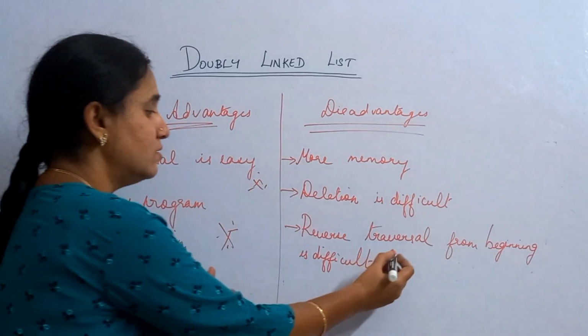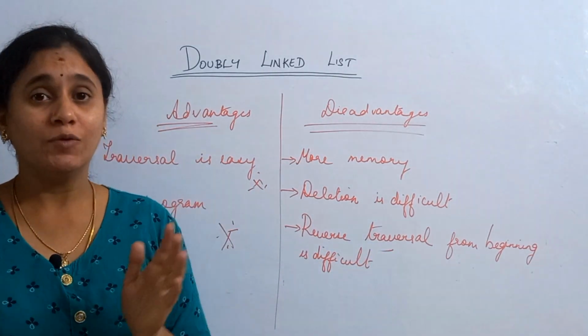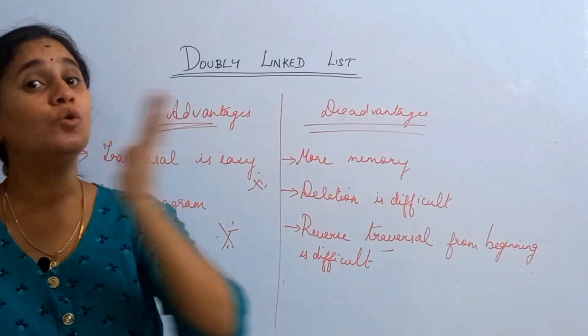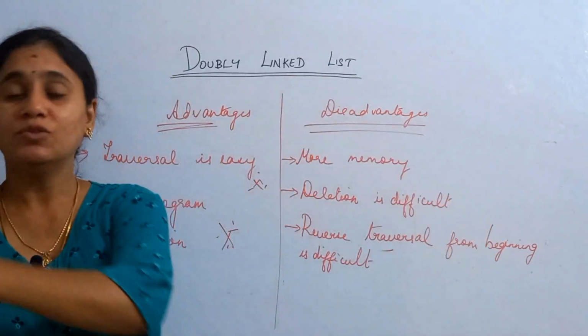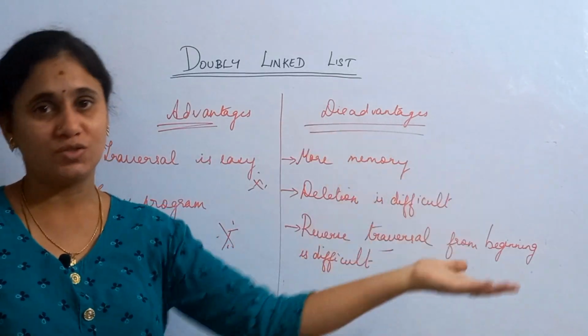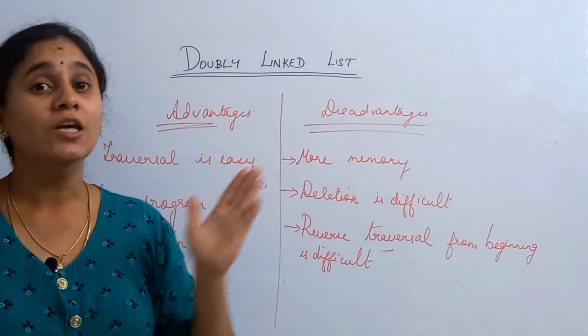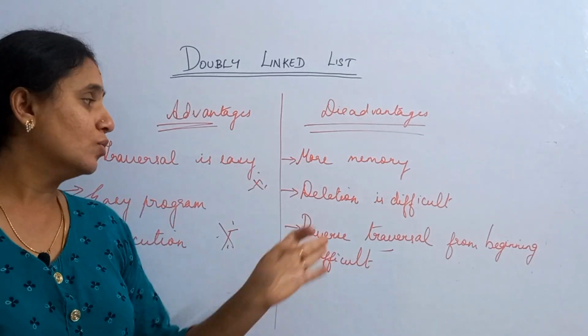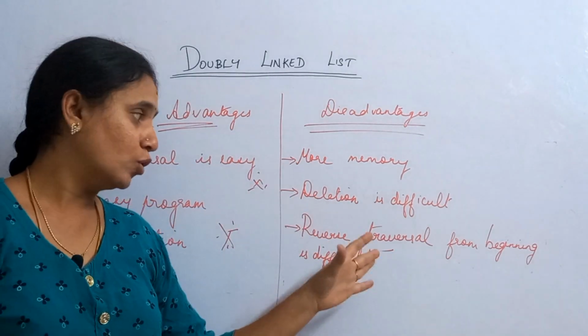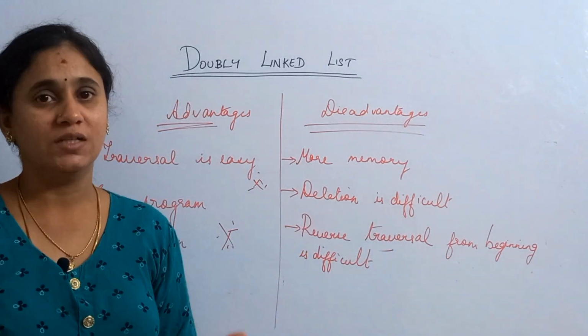So next is traversal. Reverse traversal is difficult. Why? So friends, if I want to access from the last node to the beginning, I must traverse each and every node, and then reach the first node. So it is a very difficult process if the nodes are very huge in number. That is why they have given it as one of the main important points. So reverse traversing is difficult.